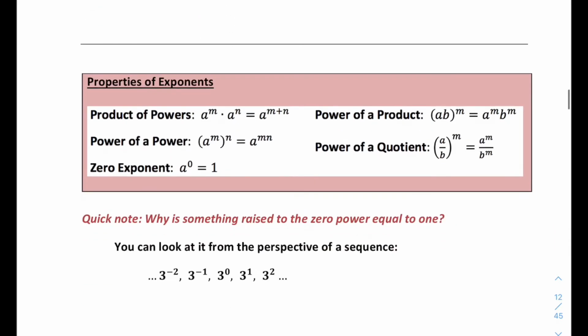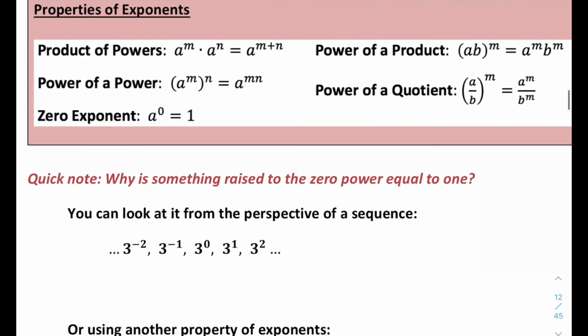We're going to refresh our memory on some polynomials today, starting with some properties of exponents for monomials. So say that you have two terms with the same base being multiplied together. You can add their exponents. If you have something with an exponent raised to another exponent, you would multiply those exponents together.